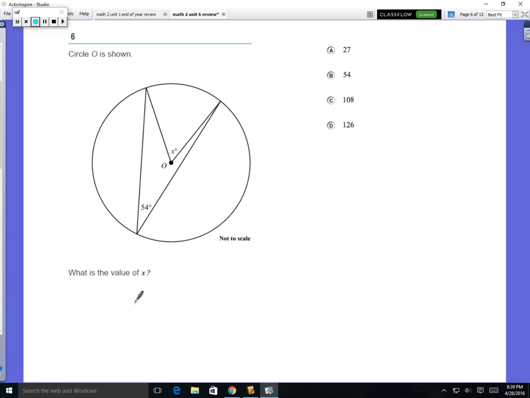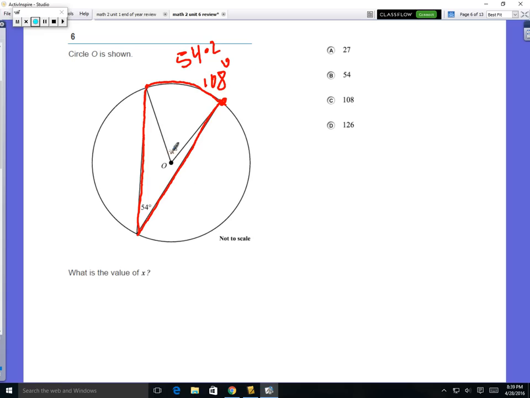6. What is the value of x? Okay, angles and arcs. So this arc is a portion of the circumference. If it is anchored to this angle right here, and that angle is 54, then the arc is going to be 54 times 2. It's going to be doubled. So it's going to be 108 in degrees.